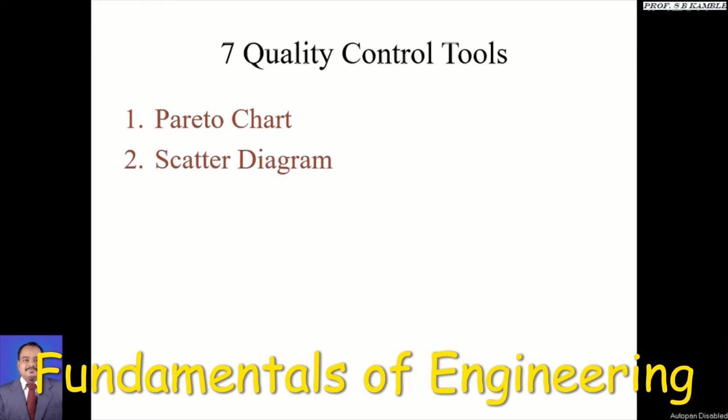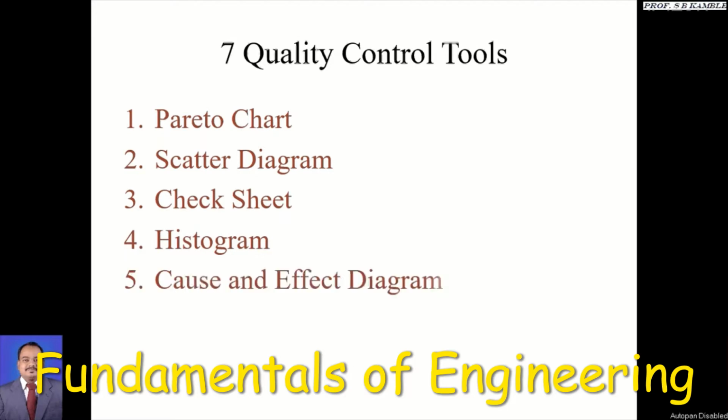Second, scatter diagram. Third one is a check sheet. Fourth one is a histogram. Fifth one is a cause and effect diagram, also called a fishbone diagram or Ishikawa diagram. Then the sixth one, stratification. Seventh one is a control chart. Among all these 7 quality control tools, we are focusing on the last one, that is, control charts.